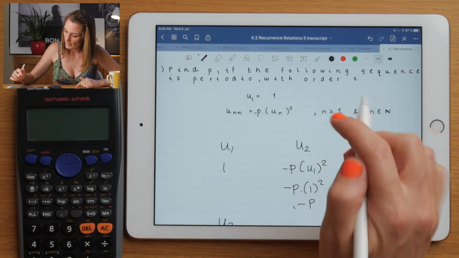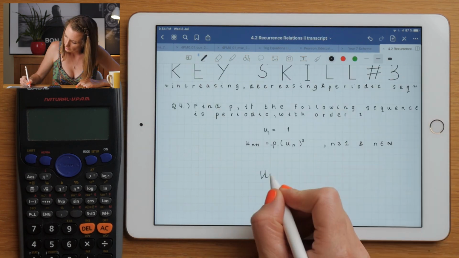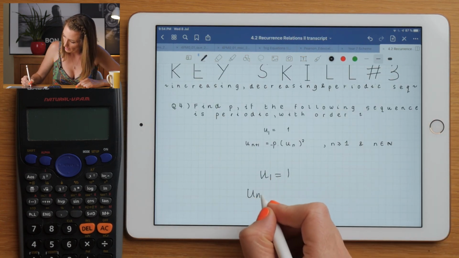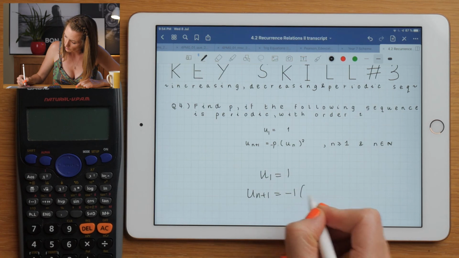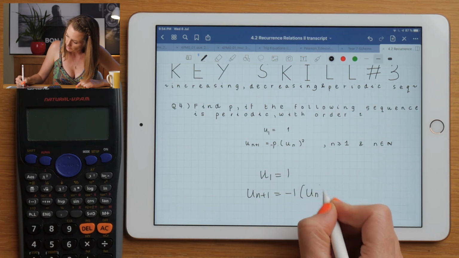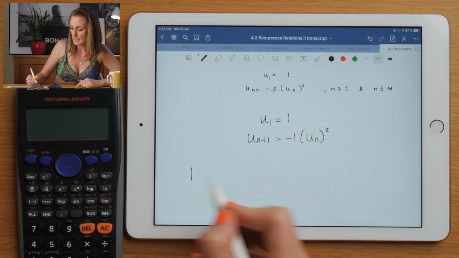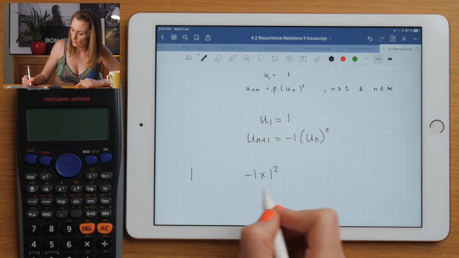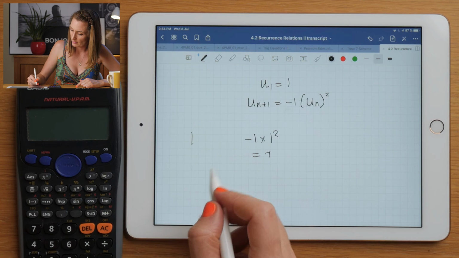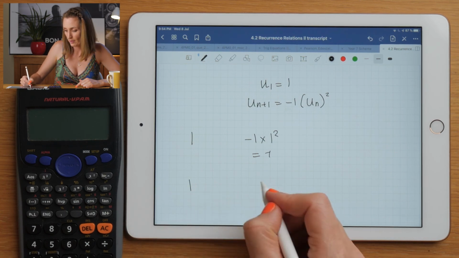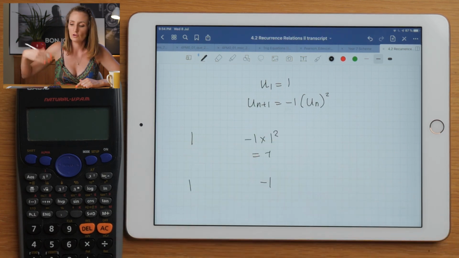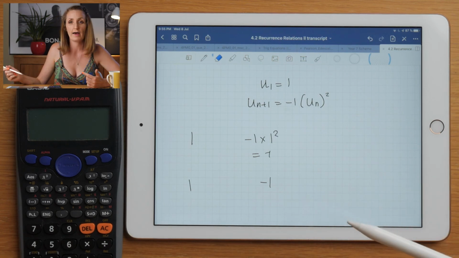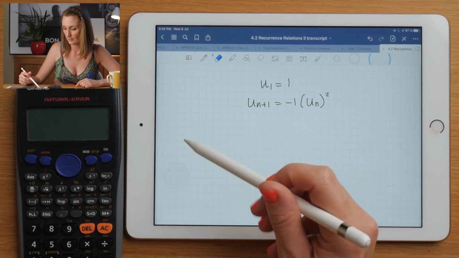So the sequence would have to be U1 equals 1, U(n+1) equals minus 1 times the previous one squared. And that would make sense because you'd go from 1, minus 1 times 1 squared, which would be minus 1, back to 1, back to minus 1. You create this loop. You can put in maybe 5 or 6 values to show that it works.